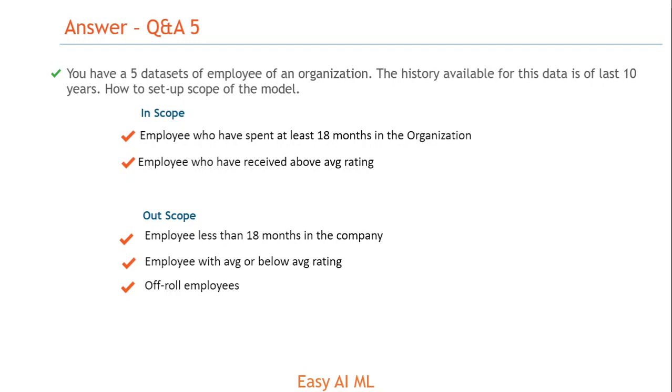Employees who have spent at least 18 months in the organization. This makes sense because 1 to 2 years of employee data is required to study the pattern before any employee leaves. Employees who have received above average ratings, which makes sense: for non-performing employees leaving the company, we should not put effort into retaining them. So this model should focus on above average employees. Out of scope: less than 18 months, employees with average or below average rating, and off role employees obviously.